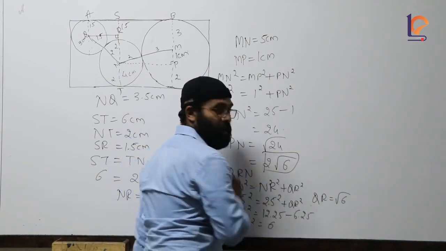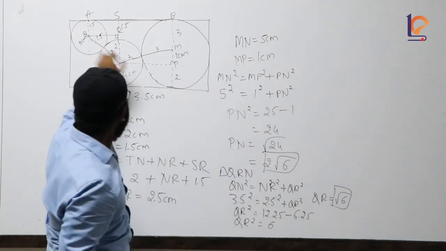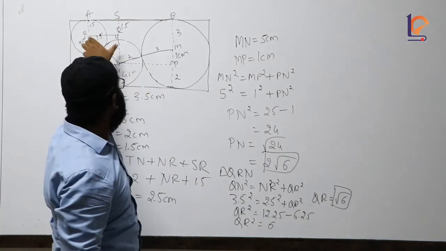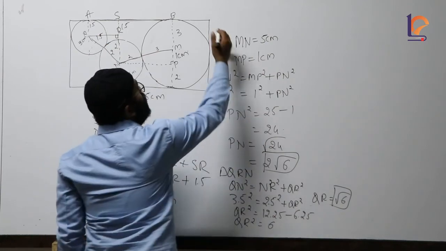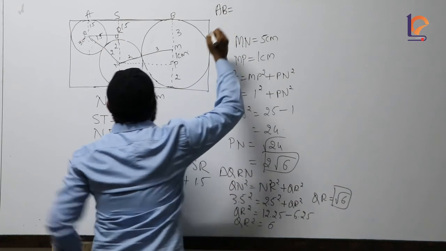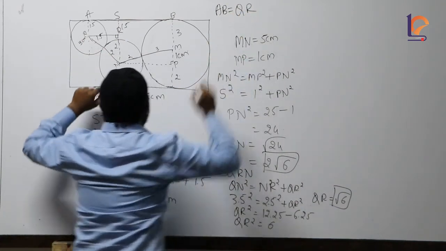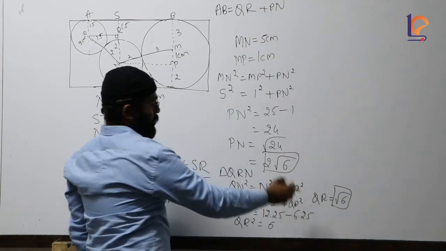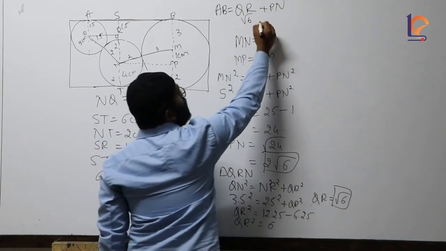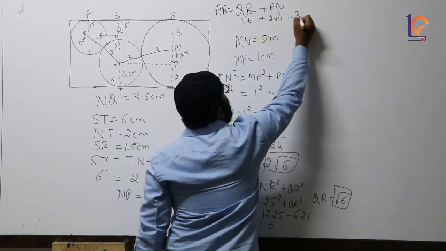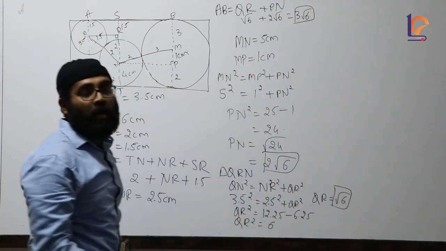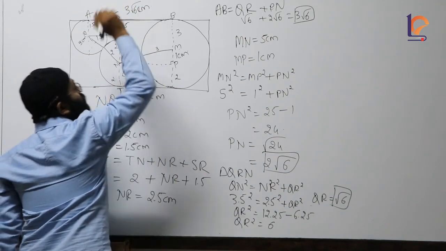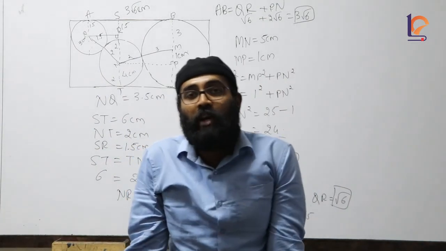You know the value of PN. You know the value of QR. So QR is this, PN is this. If you want to find the value of AB, you need to add QR and PN. So AB is equal to QR plus PN. QR is root 6, PN is 2 root 6. By adding, you get 3 root 6. So hence, the value of AB is 3 root 6 centimeter. So you got to know how to find the value of AB.